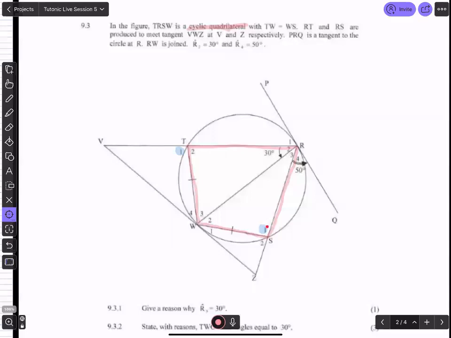We don't really have angles in the same segment yet, but they do tell me that TW equals WS. So TW over here equals WS. Why do you think that's significant? What can you deduce from there? The triangles are congruent. Can you deduce congruency from just having one? Can't you say equal chords, equal angles? Equal chords subtend equal angles. Yes, you just put the word subtend there.